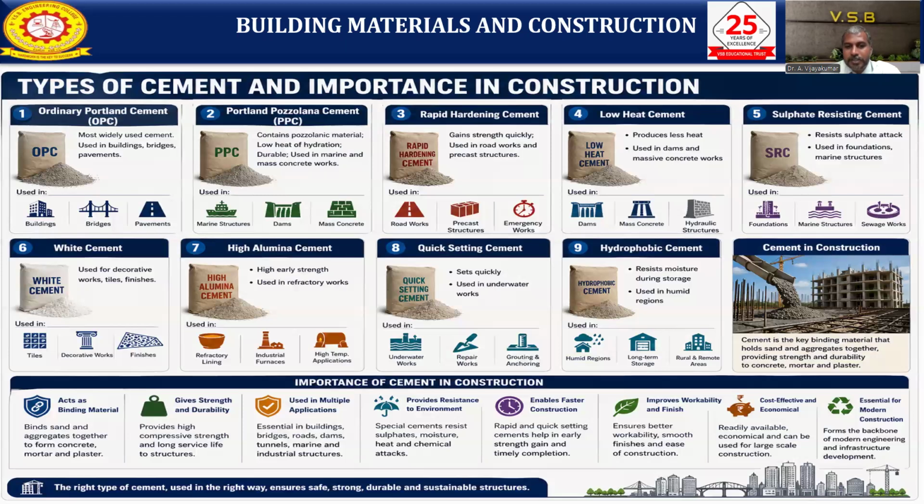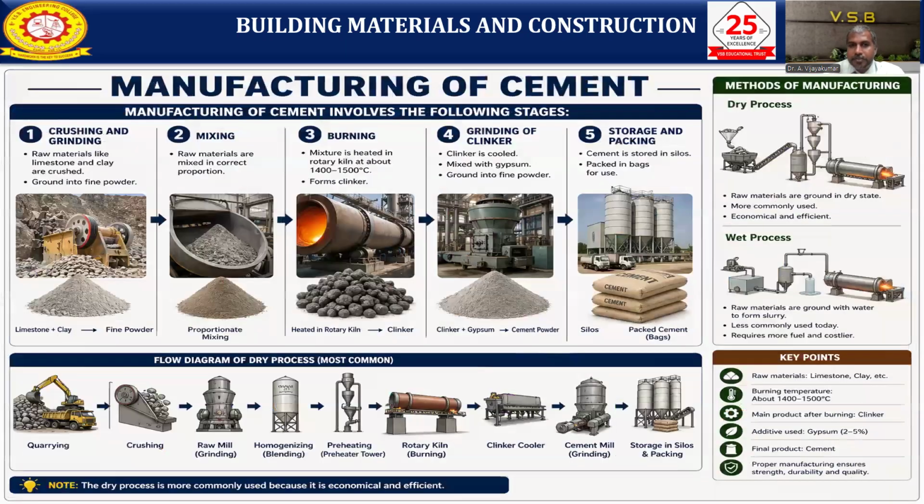It provides resistance to the environment, especially to sulfate, moisture, heat, and chemical attacks. To enable faster construction, it improves workability and finishing. So this is cost-effective and economical, essential for modern construction work. The right type of cement used in the right way ensures a safe, strong, durable, and sustainable structure. So now we are seeing the manufacturing process of cement.